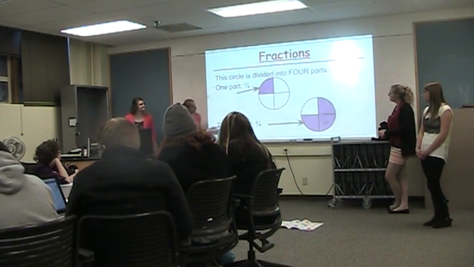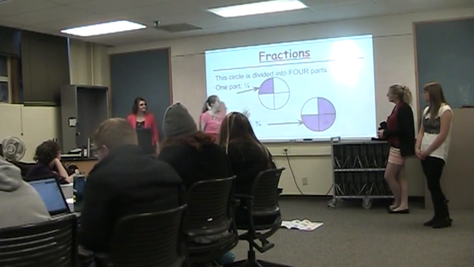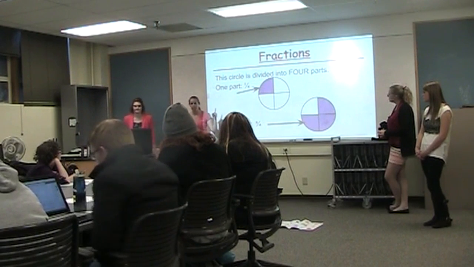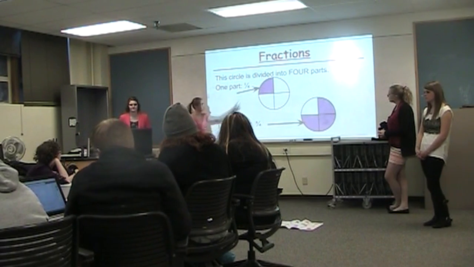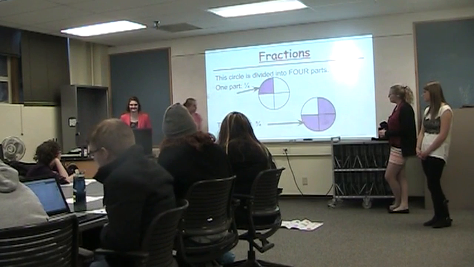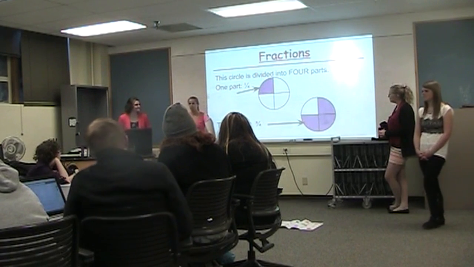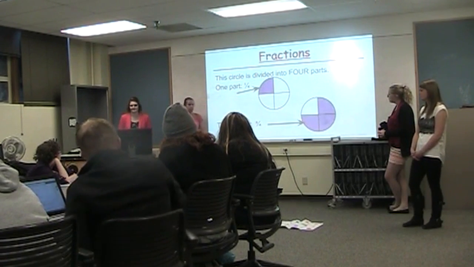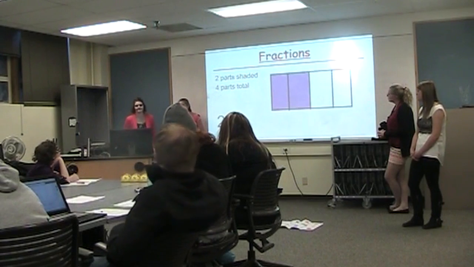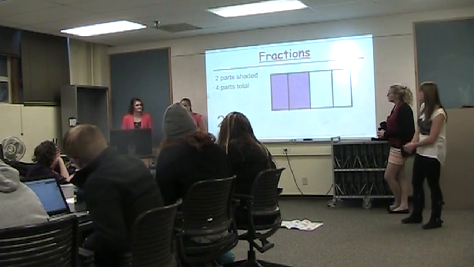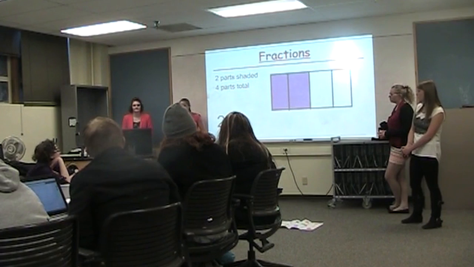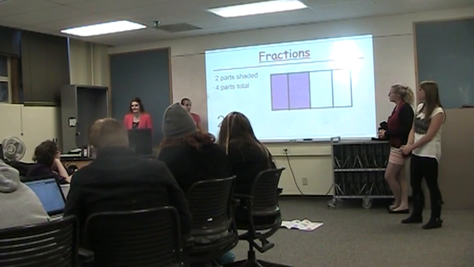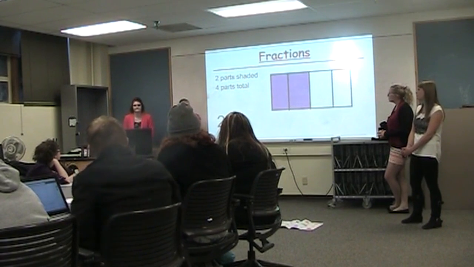So this circle is divided into 4 parts, and if you shaded 1 part, what would that be? It would be 1/4. And then if you shade in 3 parts of a circle, your fraction is 3/4. And this rectangle is divided into 4, so 4 goes on the bottom as the denominator, and then there's 2 shaded parts, so 2 goes on top, so it's 2/4.